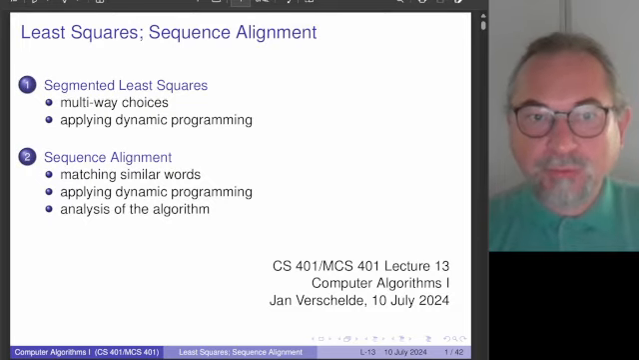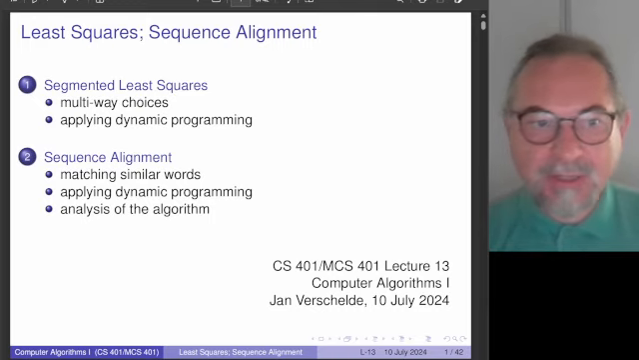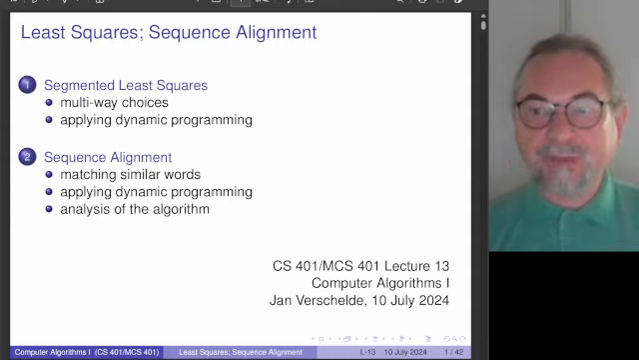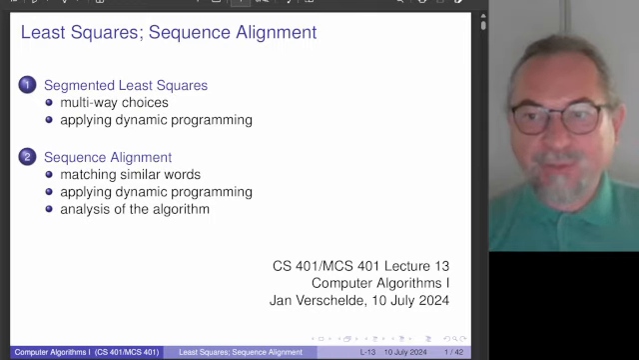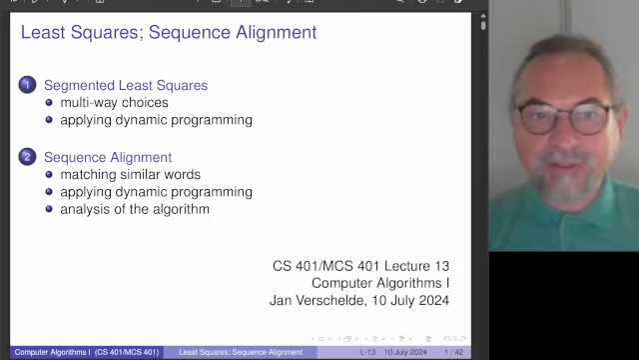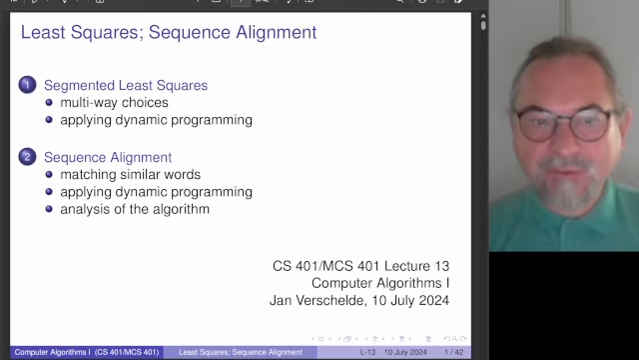So welcome to the pre-recording of the first half of lecture 13, scheduled for the middle of the 5th week in this 8-week summer course on computer algorithms. We are going to spend 3 lectures on dynamic programming. This is the middle lecture, where we consider 2 applications or 2 illustrations. In the first half, we consider segmented least squares. In the second half, we deal with sequence alignment.